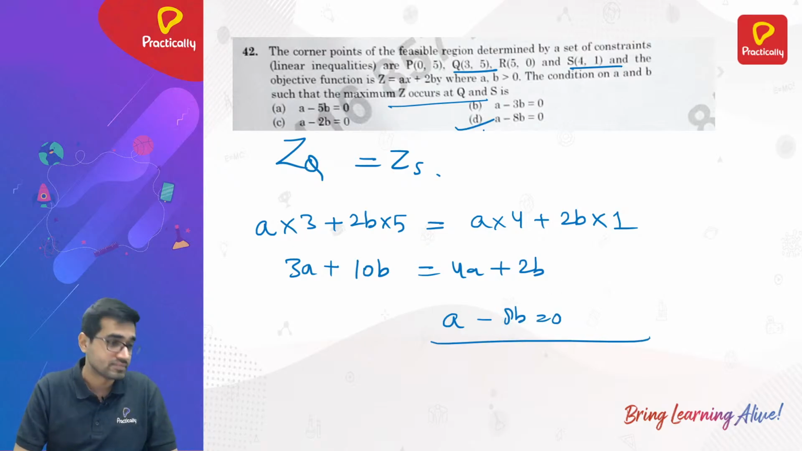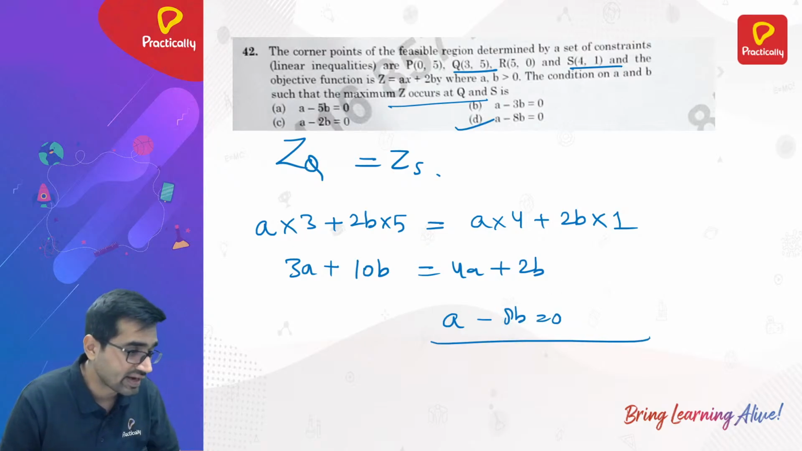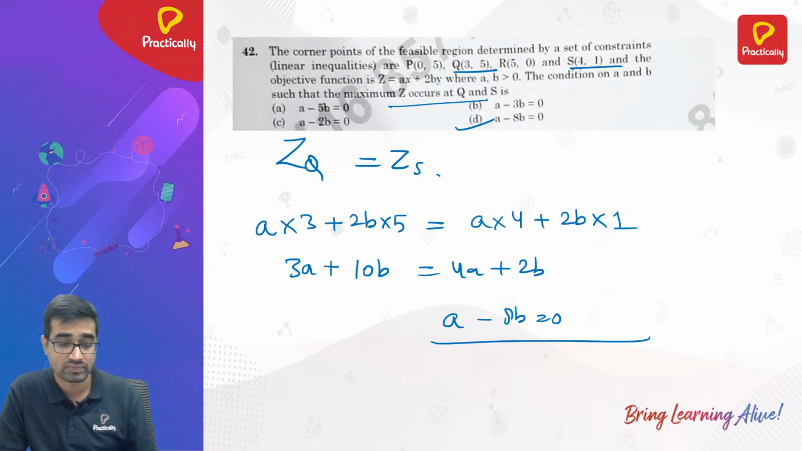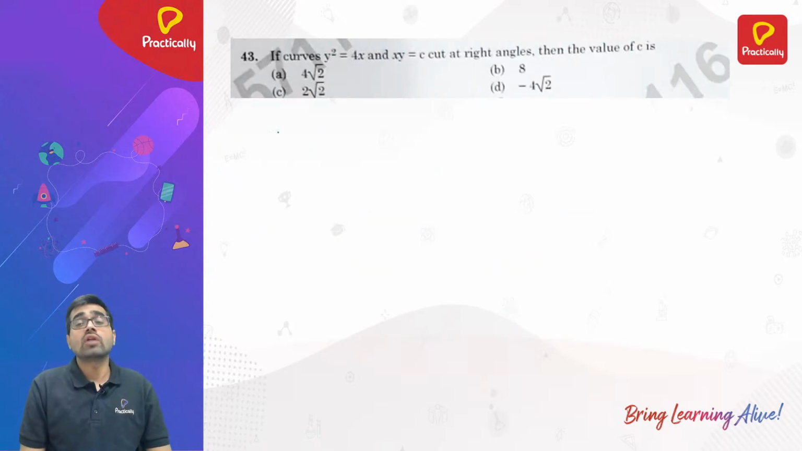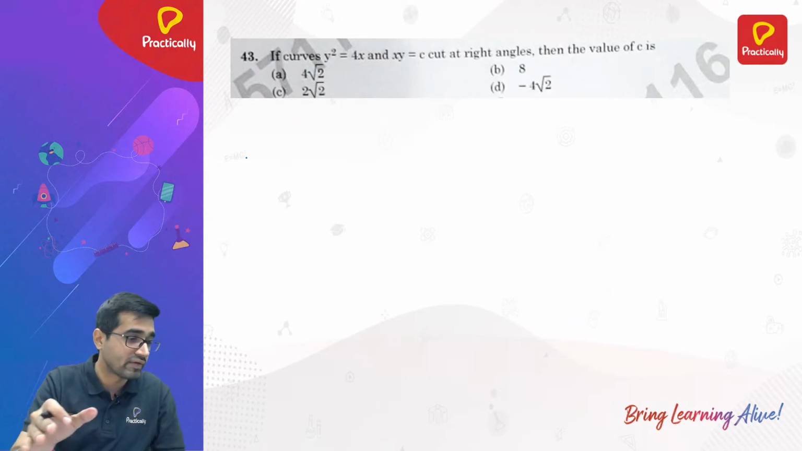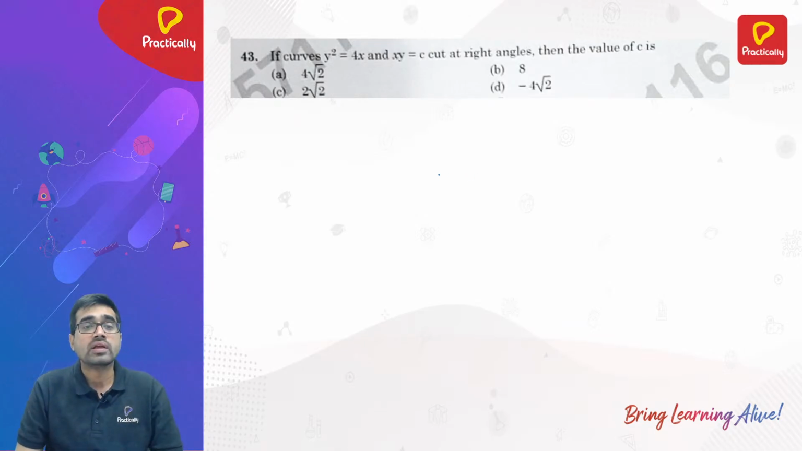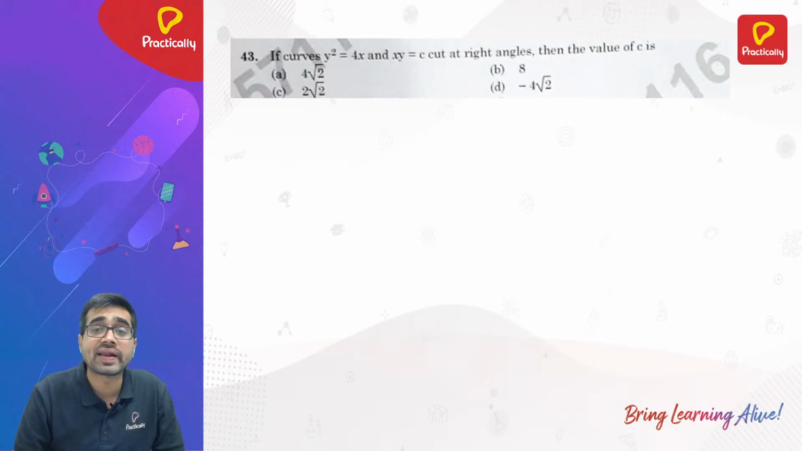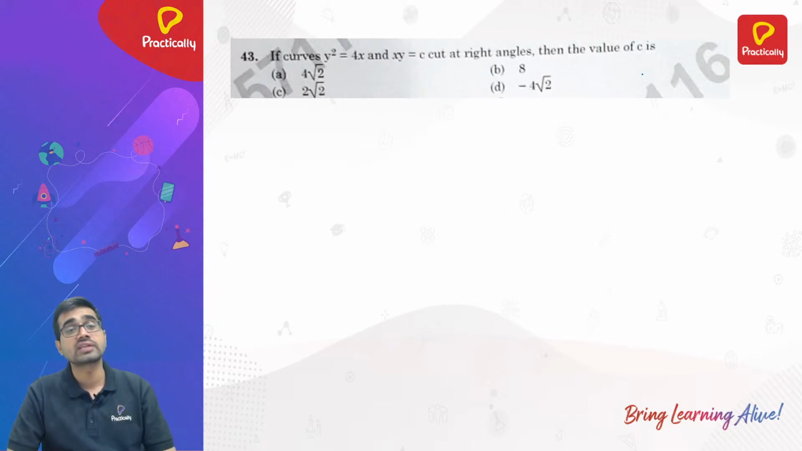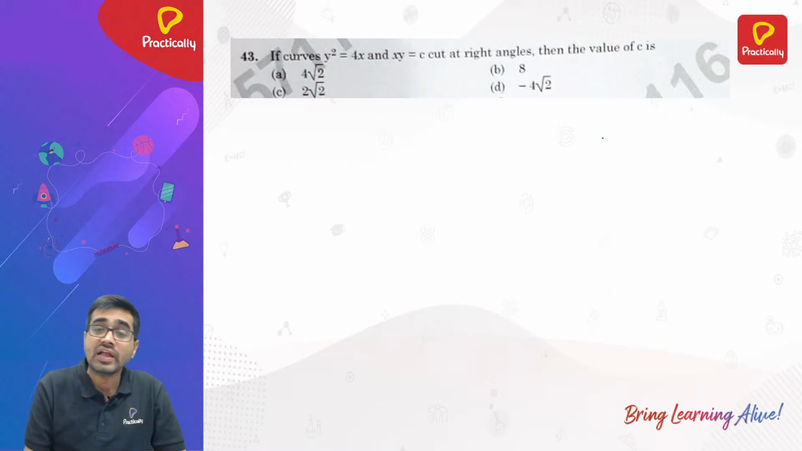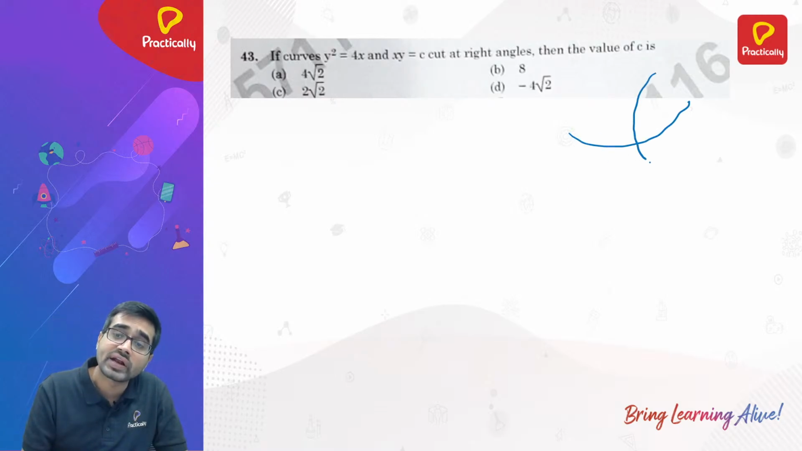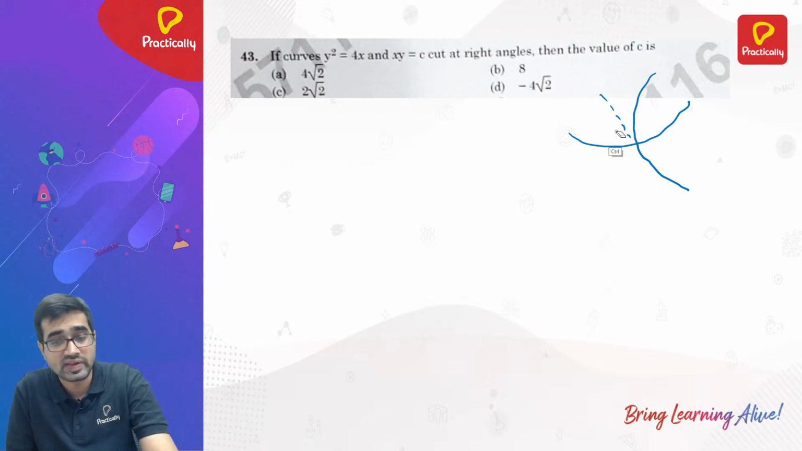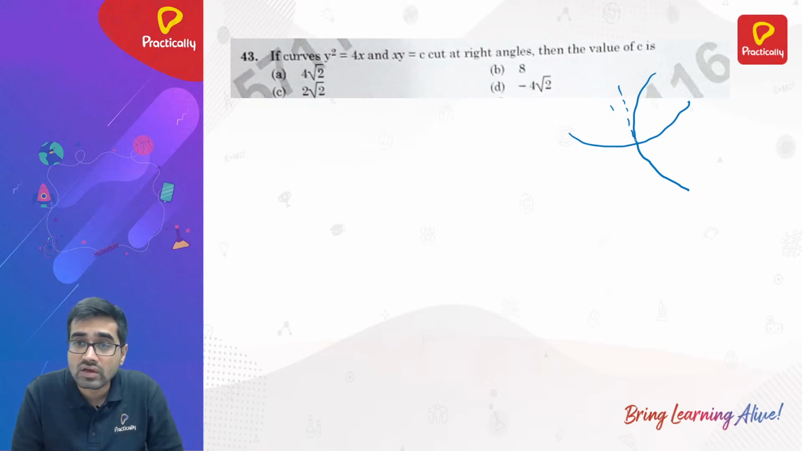The option is D. Arvind, your paper was very different. We'll see how we can do this now. Okay, let's solve 43. And let me finish this paper so that whoever is watching, at least it is done. If the two curves cut at right angles, then the value of c is. They are saying that the curves cut at right angles. You know what? The orthogonal cutting of curves implies that the tangents to the curves are actually normal to each other.